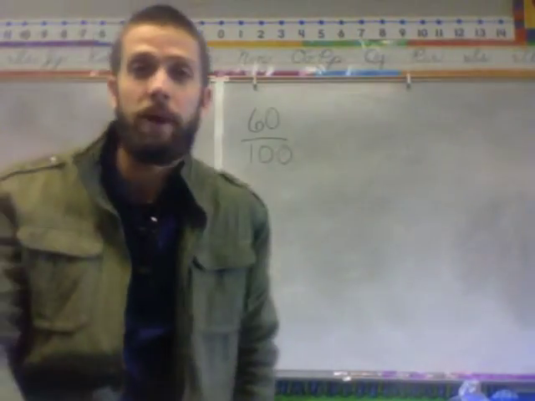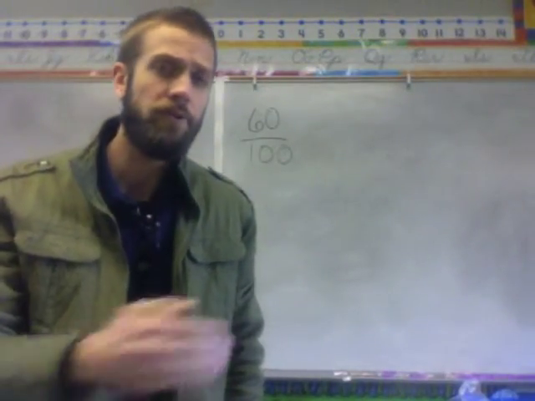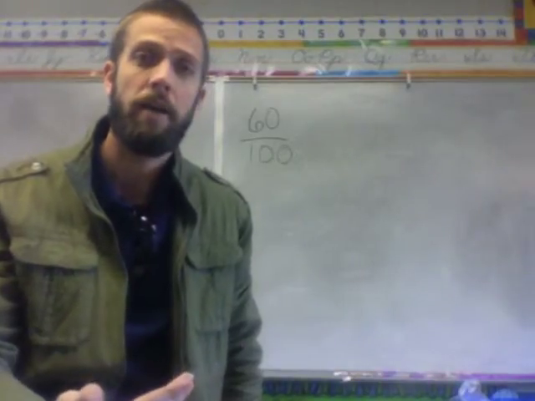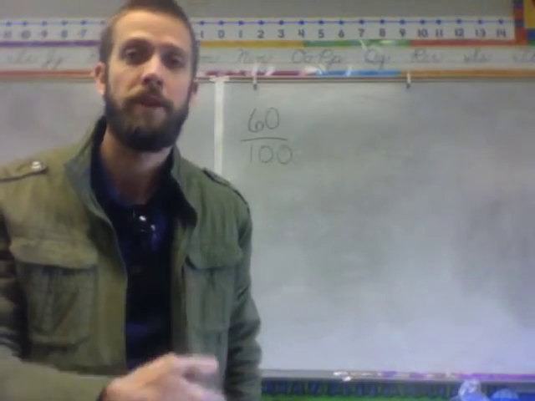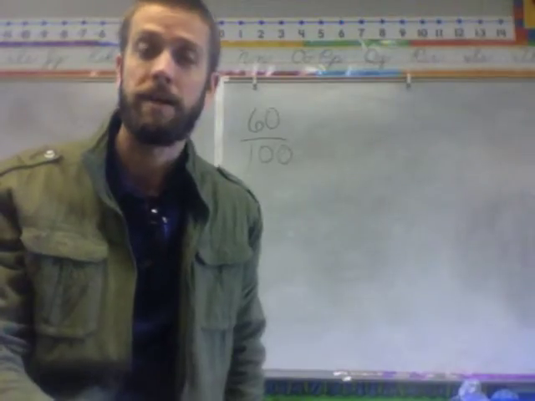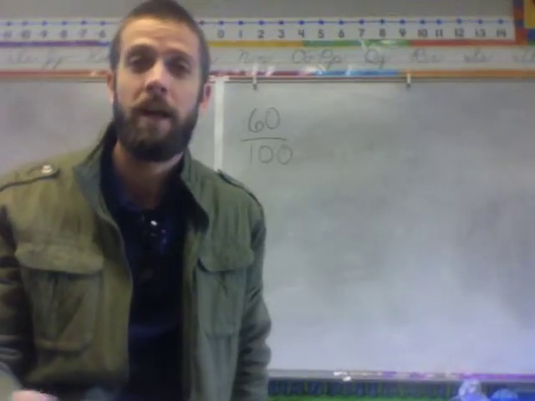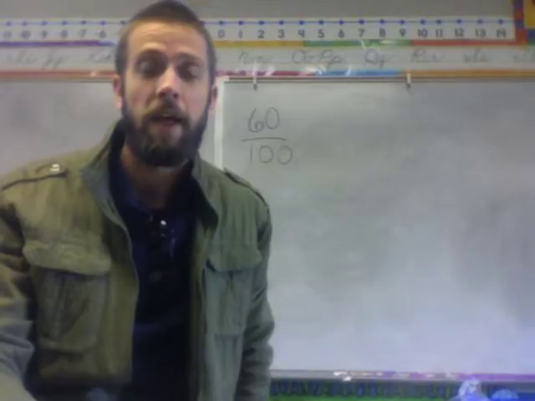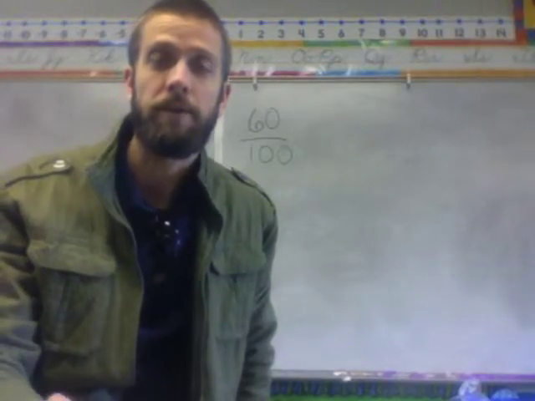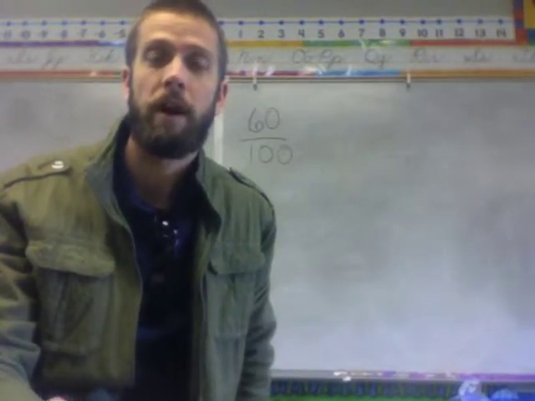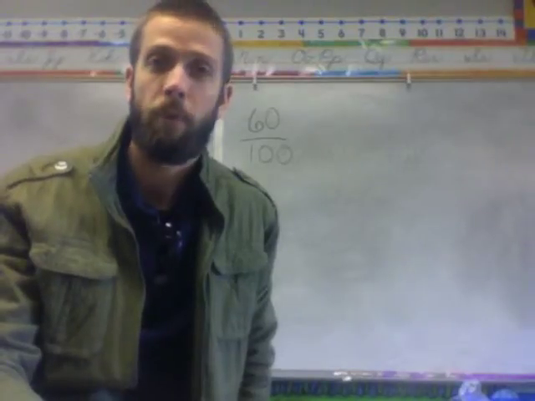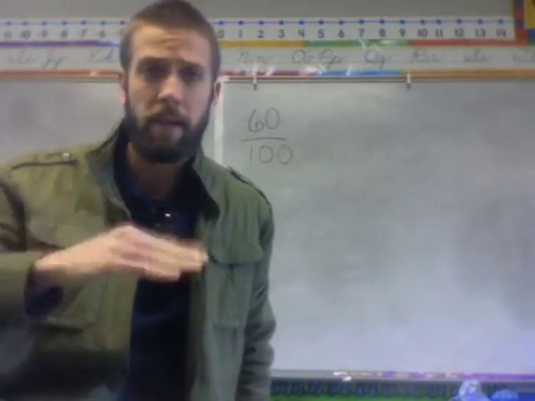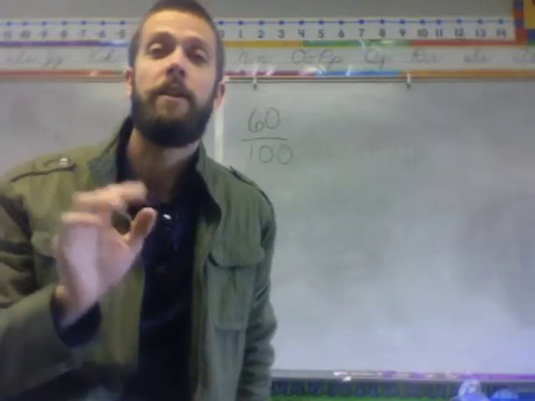Like 60/100ths. Now, you could reduce each one by dividing by 10, right? And you'll get 6 on the top and 10 on the bottom, 6/10ths. Am I done? Have I reduced, Mr. Osborn? No, you are not finished just yet. You know that you are done reducing when the numerator and denominator have a greatest common factor of 1. When the only thing that they both have in common is 1, then you are finished.